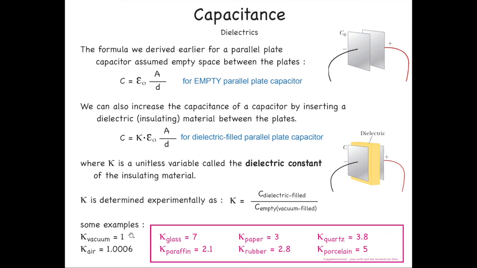The only ones you're expected to know is that a vacuum is kappa of 1, which means that this reduces back to our original equation, and that the dielectric constant of air is very, very close to 1. It's 1.0006. In this class, unless there's a particular problem that specifically tells you to account for the difference between air and vacuum, we are going to treat the dielectric constant of air to be approximately equal to 1 and treat vacuum-filled and air-filled dielectric capacitors as behaving the same.